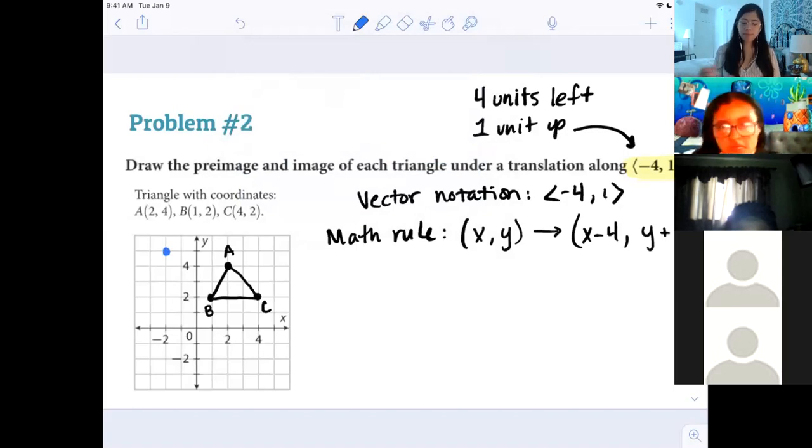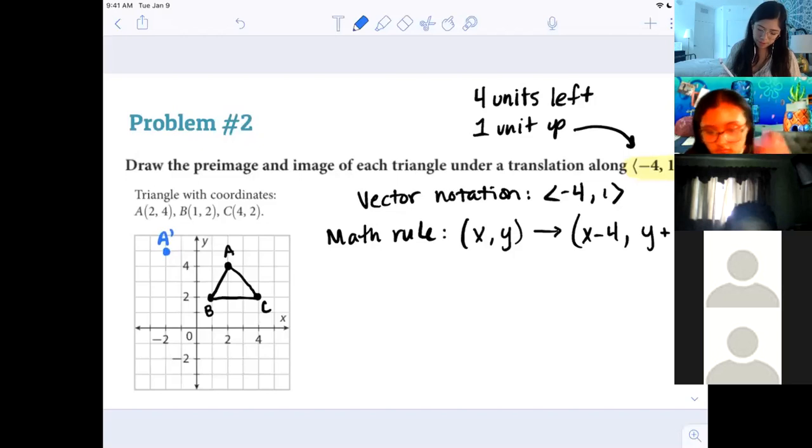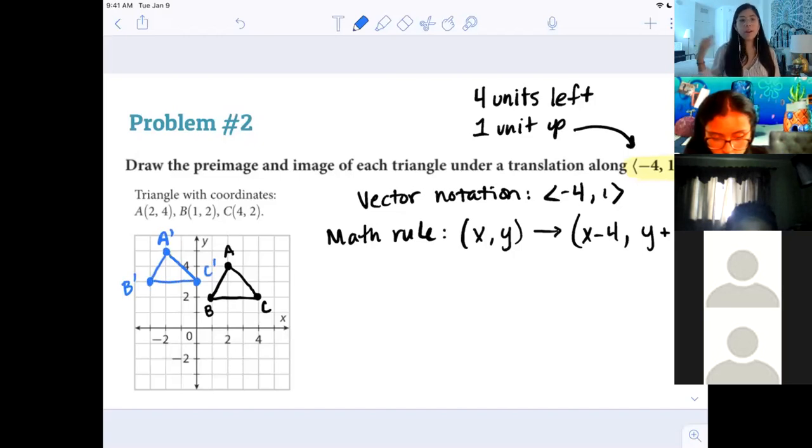A prime. Yeah, good job. A prime. Then I go with B, same thing, 4 units to the left, 1, 2, 3, 4, 1 unit up, B prime. And with C, 1, 2, 3, 4, and 1 unit up, C prime.